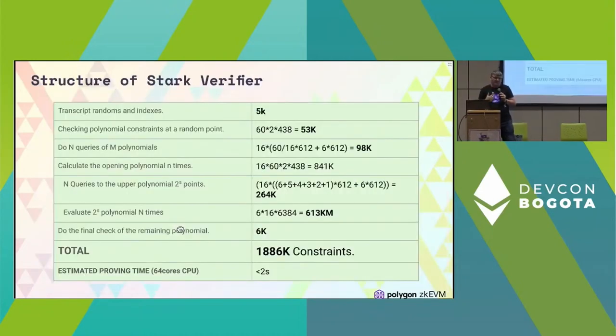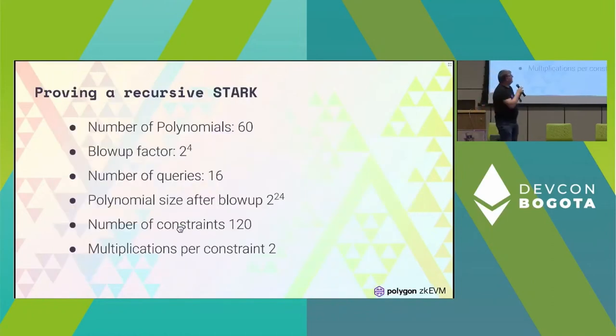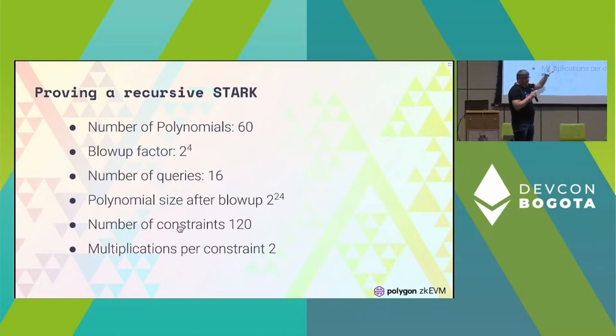Okay. So if we go further, so that we can squeeze more, the last circuit you can do with something that's 60 polynomials with a blow-up factor of 16, so 2 to the 4, and with this you just require 16 queries, to having the same 128 bits security. You can go to a polynomial of 2 to the 20 that goes to 2 to the 24. And yeah, these are the number of constraints.